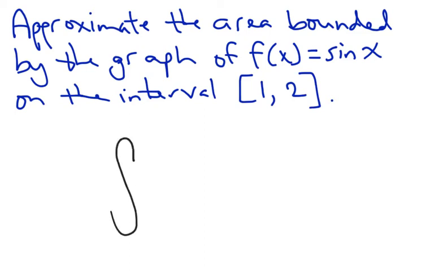So what we're approximating here is the definite integral from 1 to 2 of sine of x dx. Now, of course, we could just go ahead and compute it because by the evaluation theorem, we can find an antiderivative of sine of x, evaluate it at 2, evaluate it at 1, and then subtract and get the exact answer. But here we want to practice our approximations. And so let's take a look at some pictures of what's going on here.